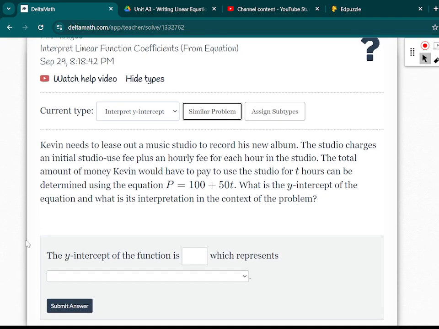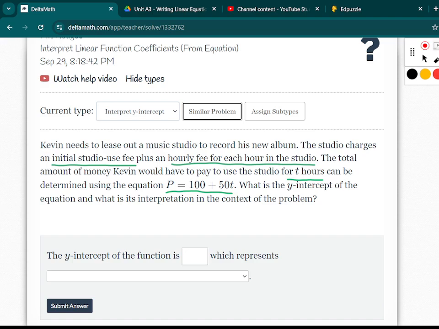Kevin needs to lease out a music studio to record his new album. Very cool, Kevin. The studio charges an initial studio use fee. Okay, so we've got an initial fee plus an hourly fee for each hour in the studio. Total amount Kevin would have to pay to use the studio for T hours can be determined using the equation P equals 100 plus 50T. What is the y-intercept and what is its interpretation?